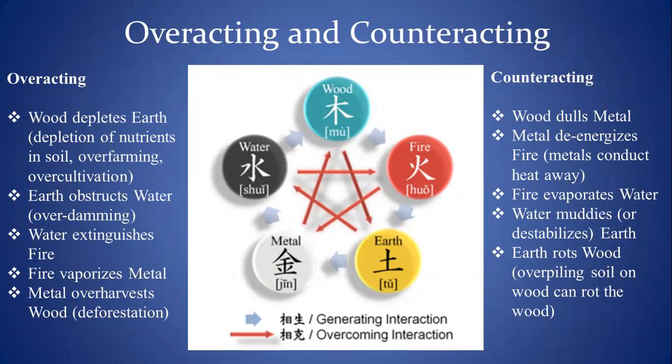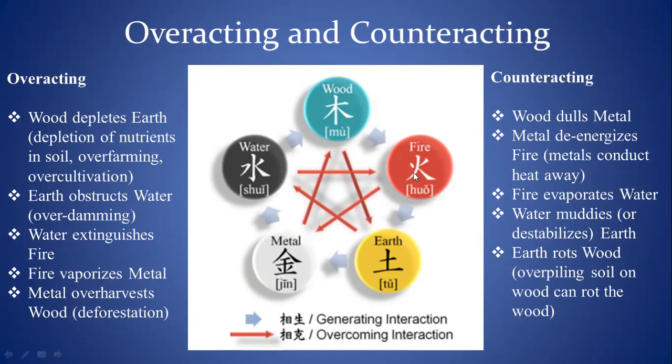So common words associated with this cycle are to restrict, to overwhelm, to dominate, or to destroy. In this cycle, wood depletes the earth. There's too much wood, it's taking over the earth. It's depletion of nutrients in the soil, for example, through over-farming or over-cultivation. Then going this way, earth obstructs water. That's a situation in which, for example, you have over-damming.